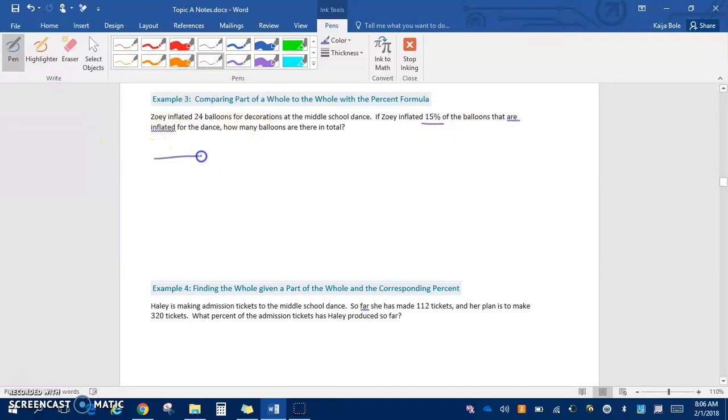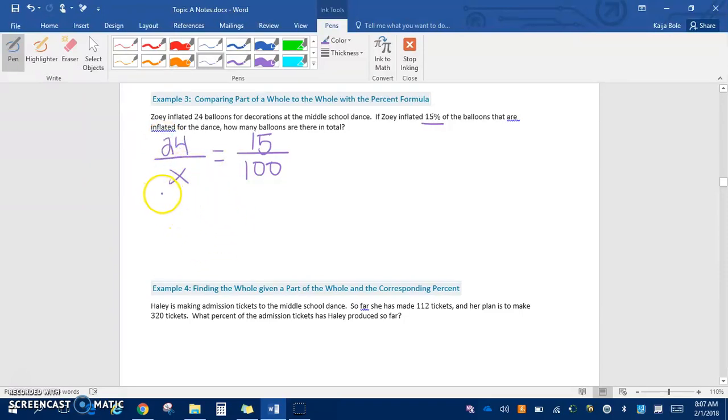Alright, so if we set up our blank proportion, we know this is 100 on the bottom. We know our percent is 15. So she inflated 24 balloons, and that was 15% of the total. So that means we know the part is 24. We're looking for the total.